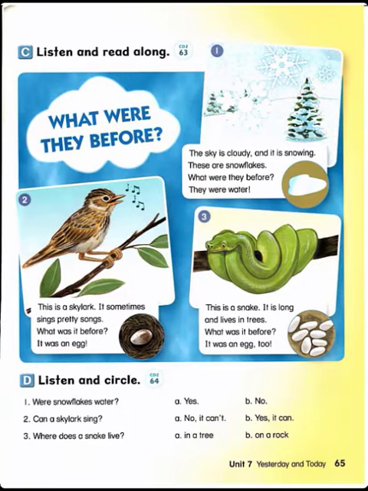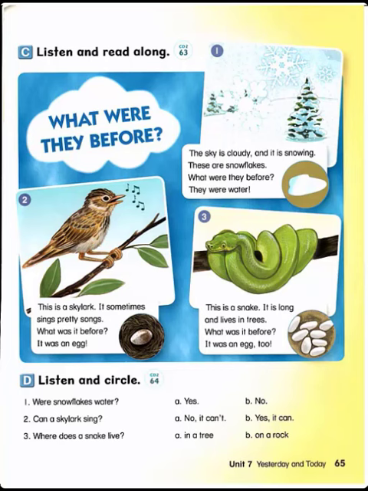Page 65. C. Listen and read along. What were they before? 1. The sky is cloudy and it is snowing. These are snowflakes. What were they before? They were water.